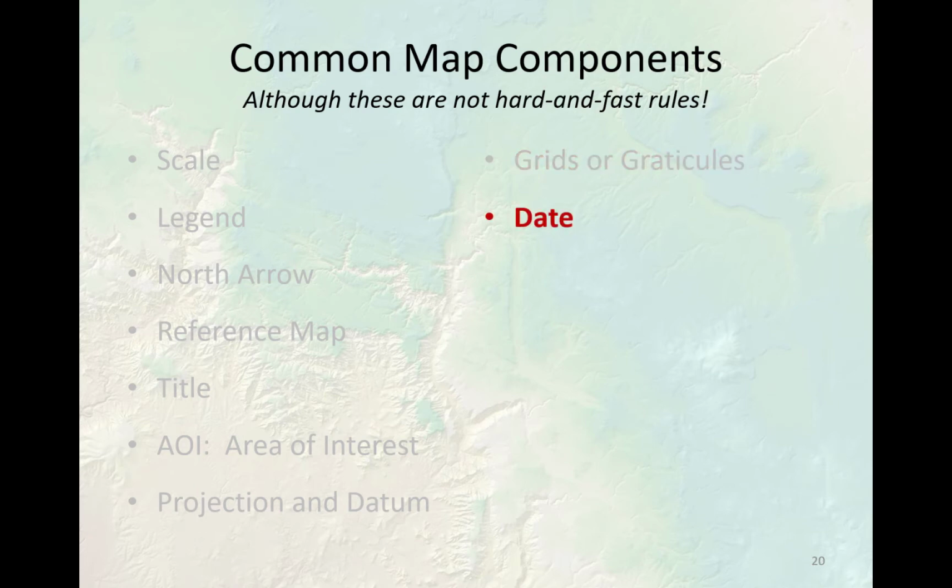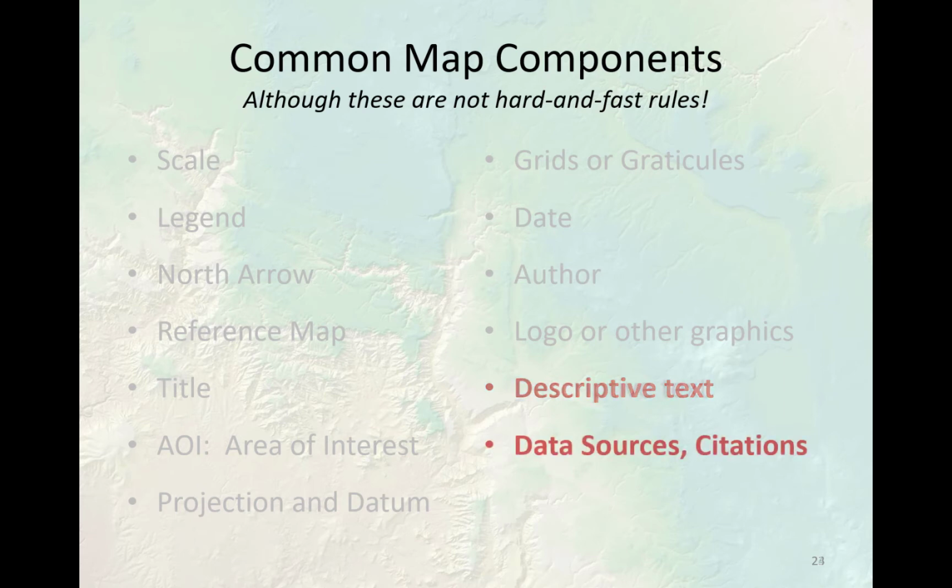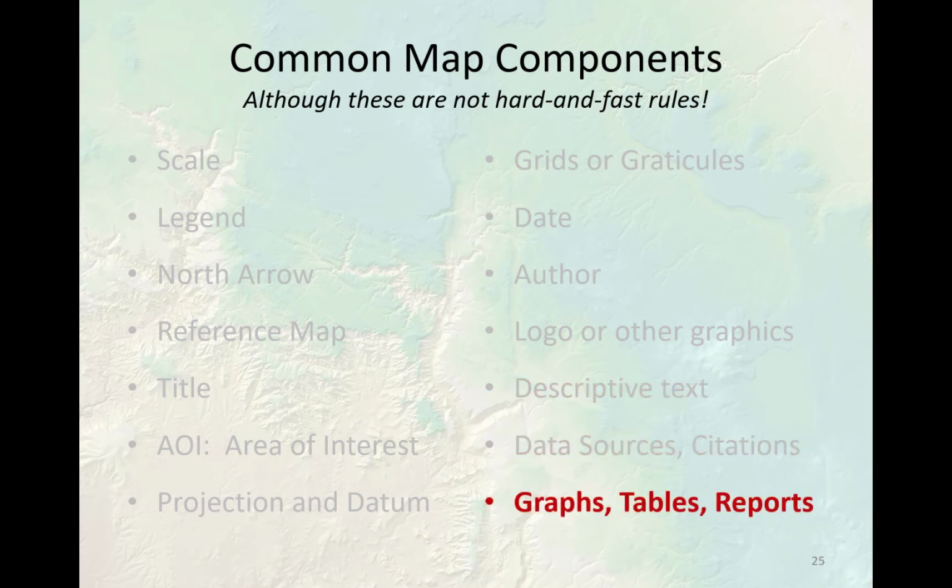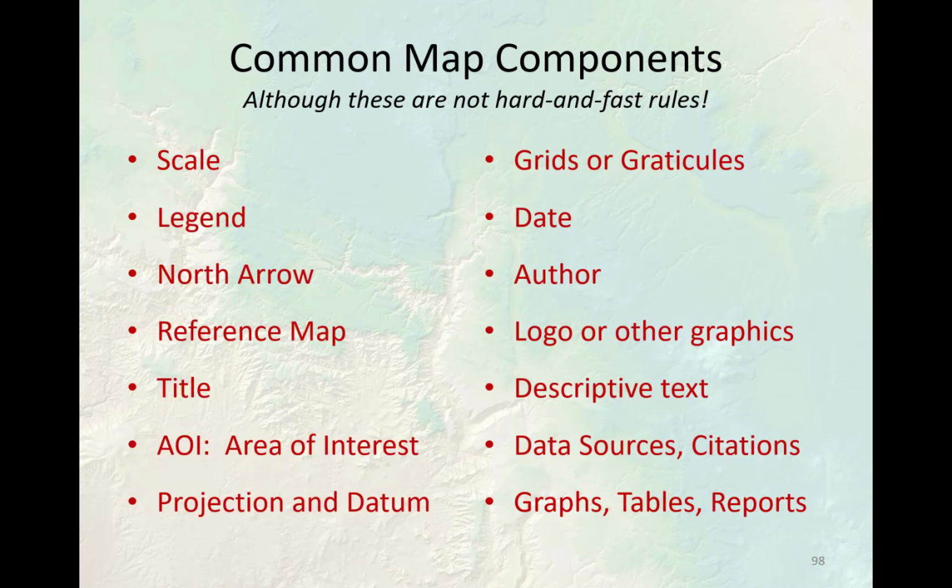It's often good to know when the map was made and who made it. If the author or the organization that produced the map has some identifying logo, they'd want to put that on there. Then descriptive text explaining what's going on. Data sources, it's always good to cite your data, and sometimes we add various things like graphs, tables, and reports. So these items are commonly seen on maps, are usually good to add, and in most cases they make your map easier to understand and use. As I said, there are exceptions though.